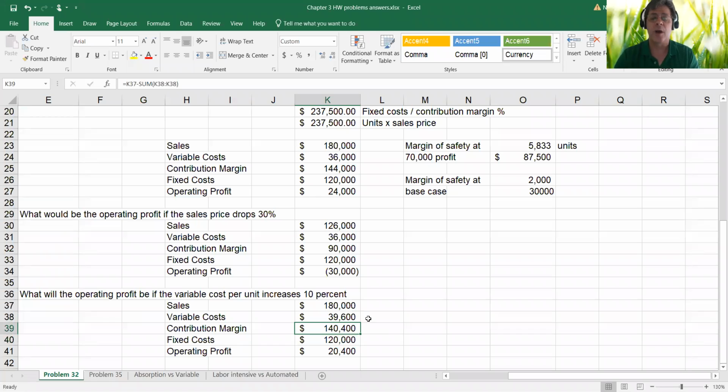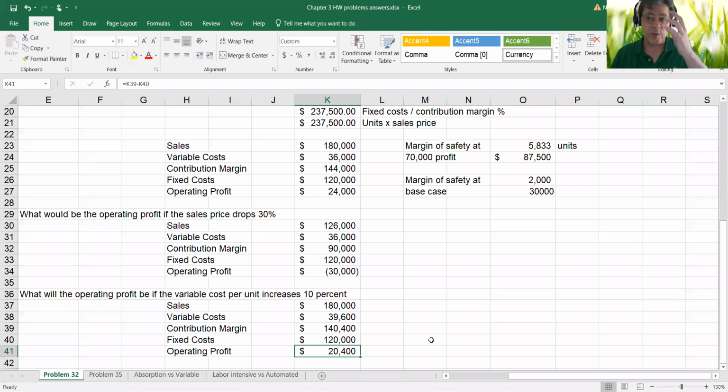That gives us a contribution margin of, instead of 144,000, 140,400. So it dropped by about 3,600, and then subtract out the same fixed costs, and our operating profit, as we would have expected, is reduced because of the increase in our costs from 24,000 to 20,400. All right.